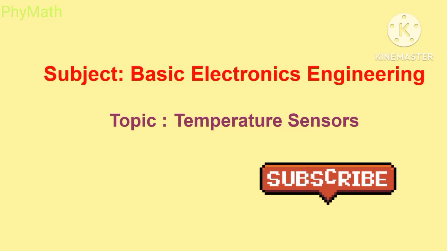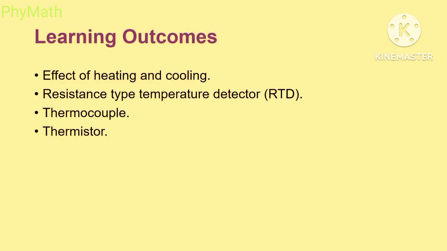Hello friends, in this lecture we will cover the next type of sensor, that is temperature sensors. Now the learning outcomes. After studying this topic, students will be able to explain the effect of heating and cooling, then the first temperature sensor, that is resistance type temperature detector or RTD, then second thermocouple, and third thermistor.